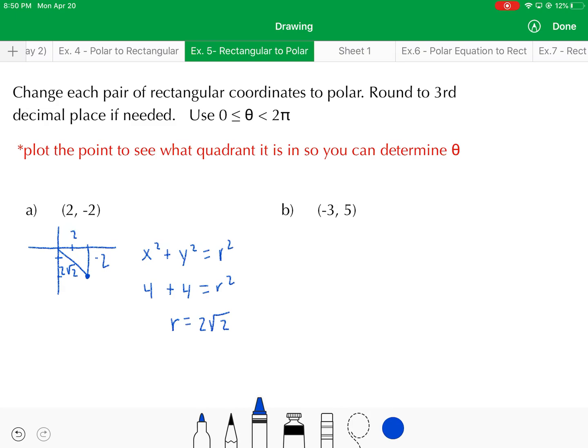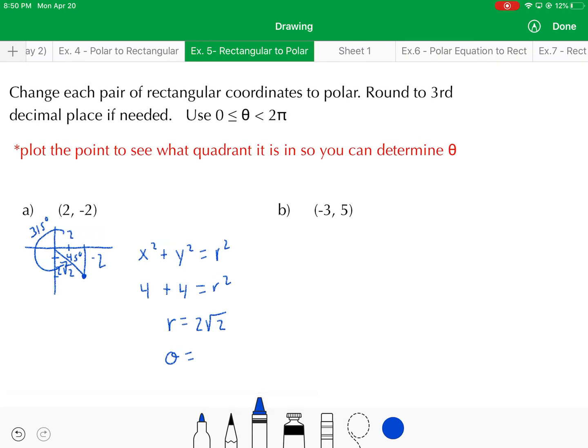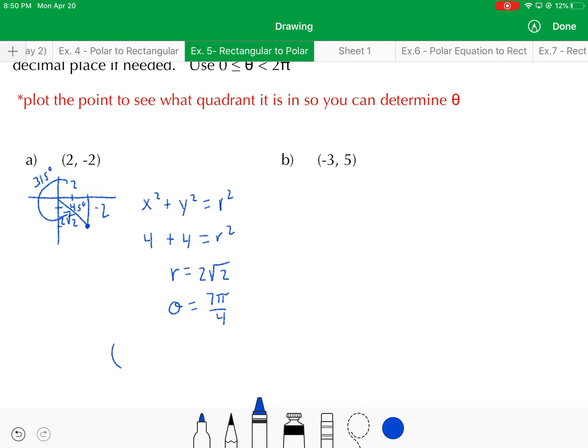And then in this case, theta, I think it's pretty easy to reason out here from the picture. This is a 45-degree reference angle, right? And that means I need to express theta in this direction. That would be 315 degrees, or in radians, that's 7 pi over 4. Okay, so we'll say that 2, negative 2 from rectangular form converts to 2 radical 2, 7 pi over 4 in polar form.